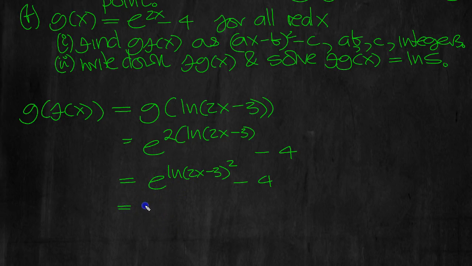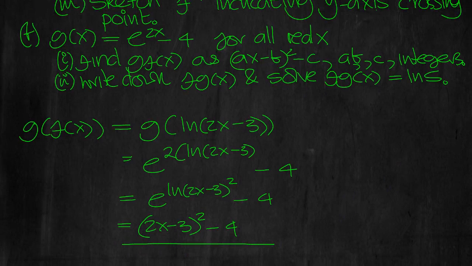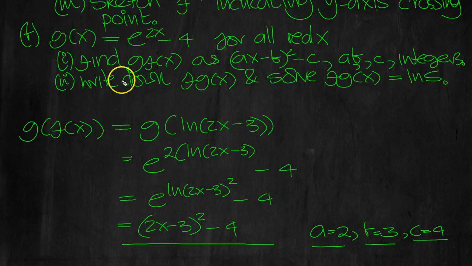E and the log cancel each other out, so we get 2x minus 3, all squared, because one is the inverse of the other. Minus 4. Expand this bracket, 4x squared. Oh, we'll leave it in that form, because I think that's the form that was required. So there we go. Let's have a look. As a(x minus b) squared minus c, so here a is equal to 2, b is equal to 3, isn't it? And c is equal to 4. And they're all integers.